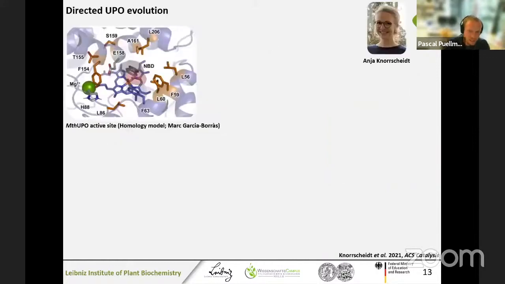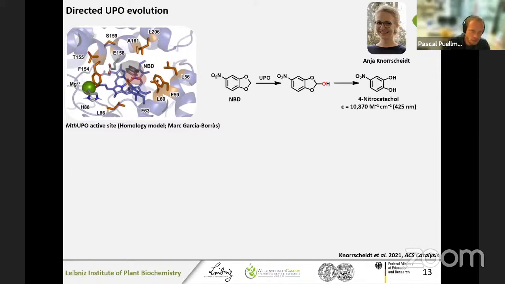And another work that has been done by my colleague Anja was to take one of the new enzymes, which was the MTH UPO, and target 9 amino acid residues within the active site for single site saturation mutagenesis, and also to do recombination afterwards. And screening these libraries by using this kind of surrogate substrate, which eventually leads to a strong absorbing compound. So it's, of course, very easy to screen on a plate reader.